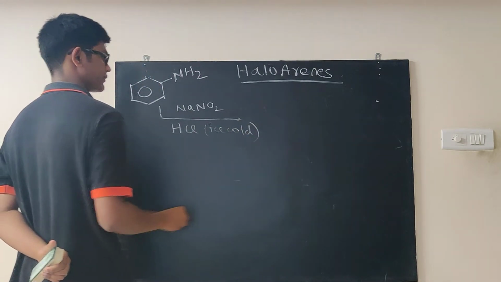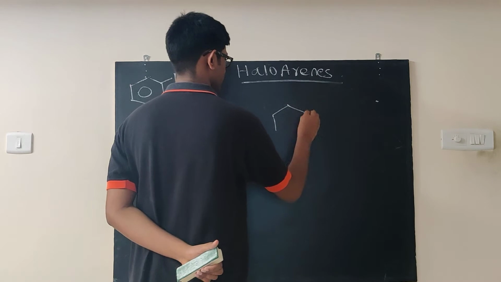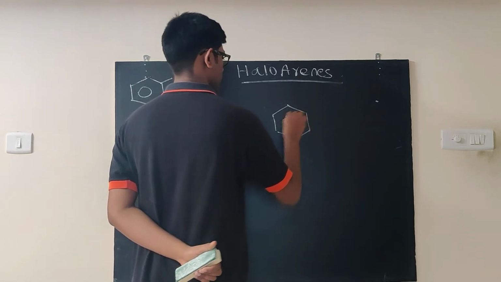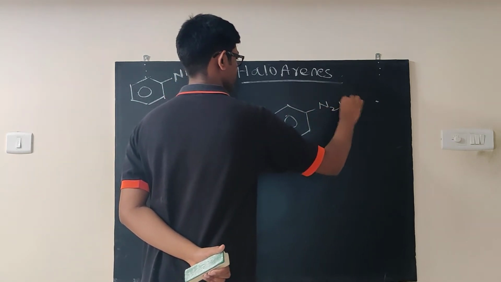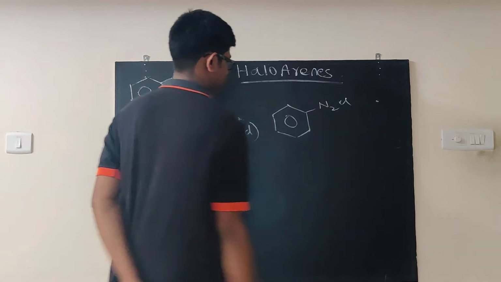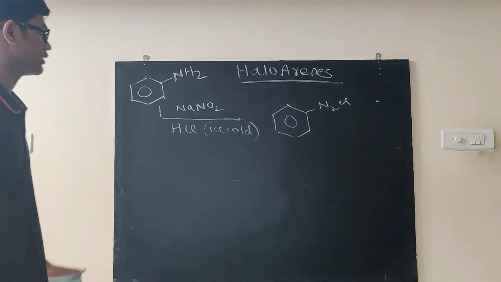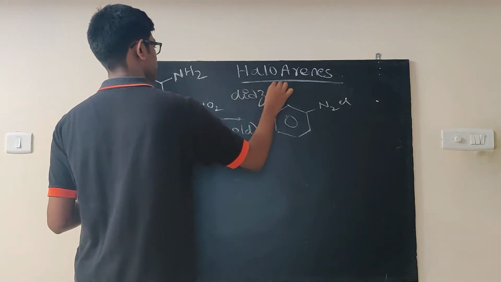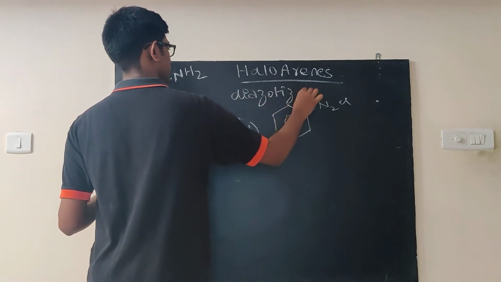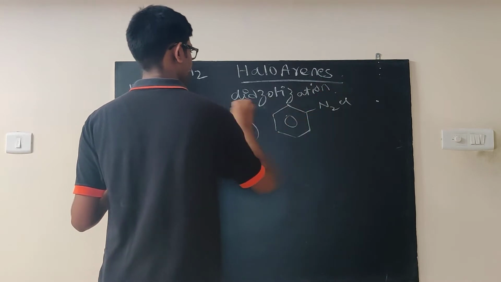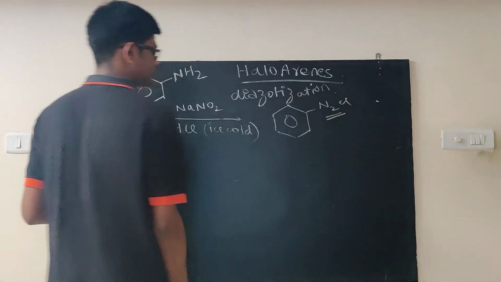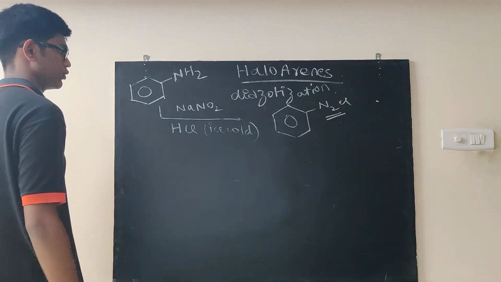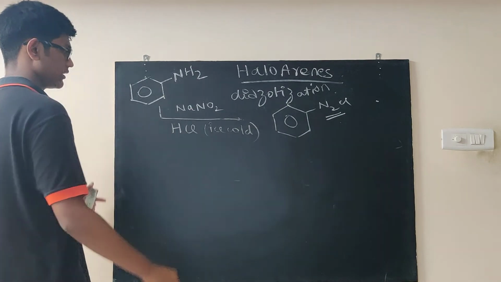You get benzene diazonium chloride, which is basically like this. This is a very famous named reaction, called diazotization, because this is a diazonium group. Benzene N2 something is a diazonium group. So this reaction is called diazotization.